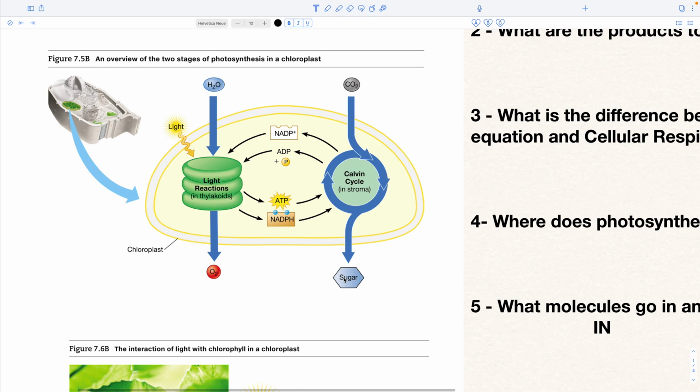ADP is dead, just trying to use a generic term there. That means that it's lacking energy. The electron carrier is empty. The energy molecule, ADP, now is empty of its full energy. So the light reaction, think about it as a battery charger.